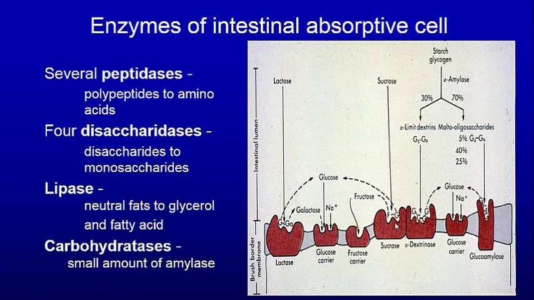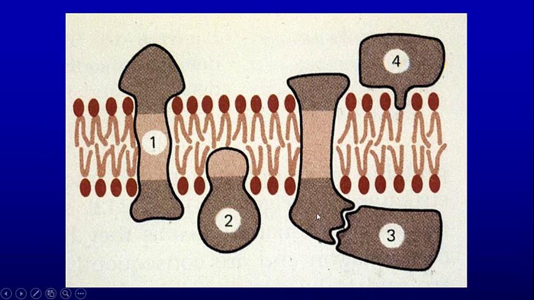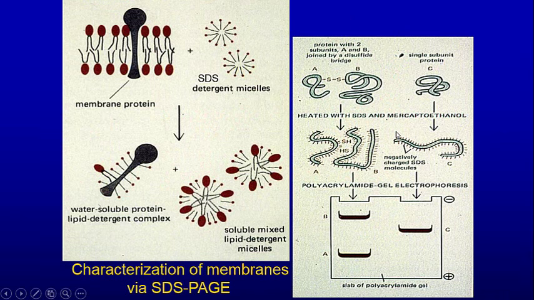So if you look at intestinal absorptive cells, you can see in their plasma membrane they have proteins that are enzymes that break down some of the foodstuff right at the surface of the cell. All kinds of enzymes are in these cells, but some of them are actually in the membrane itself as proteins, and the proteins can be transmembrane, integral, peripheral, or a protein can be attached through a phospholipid tail, which is another option.